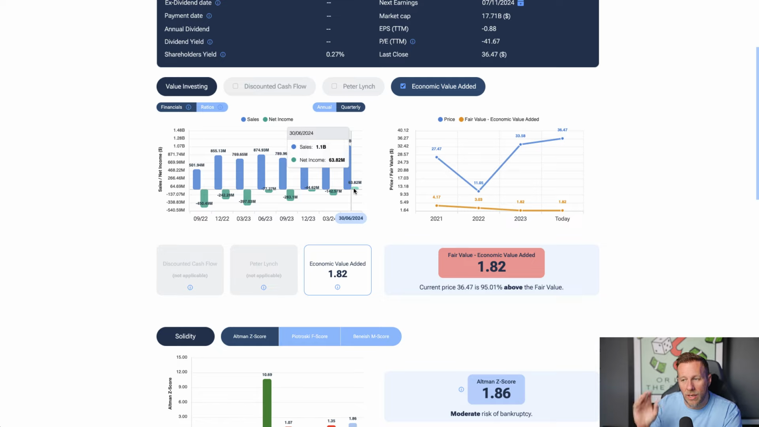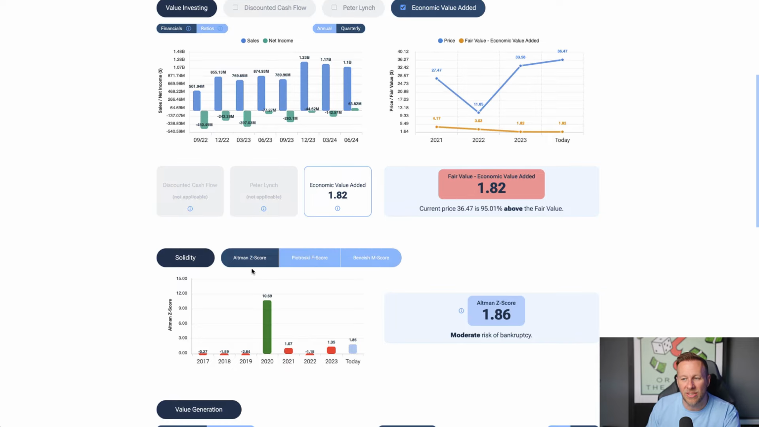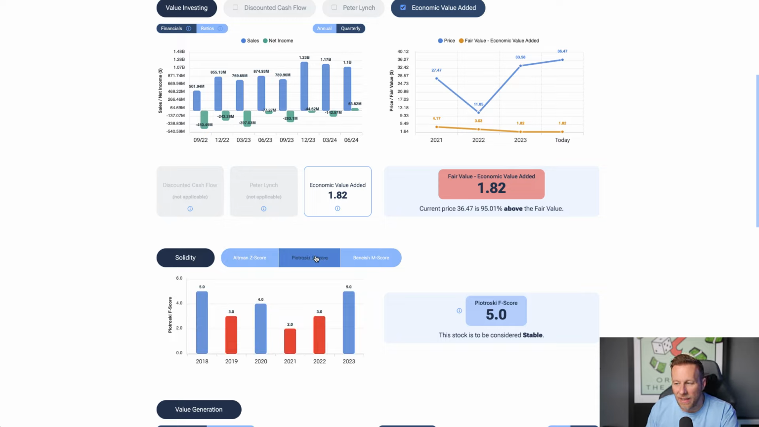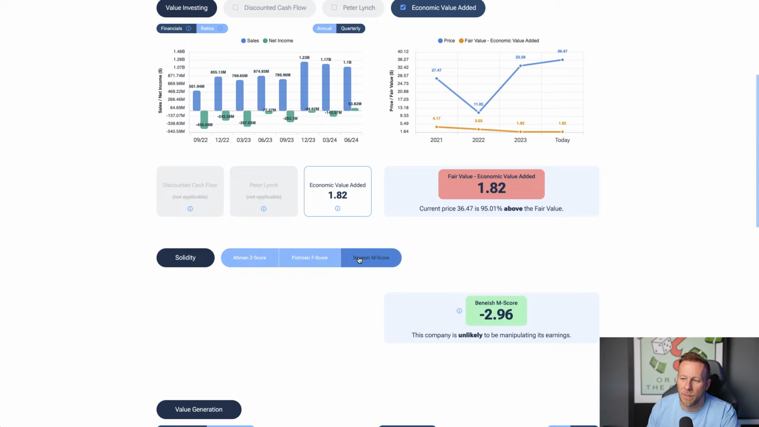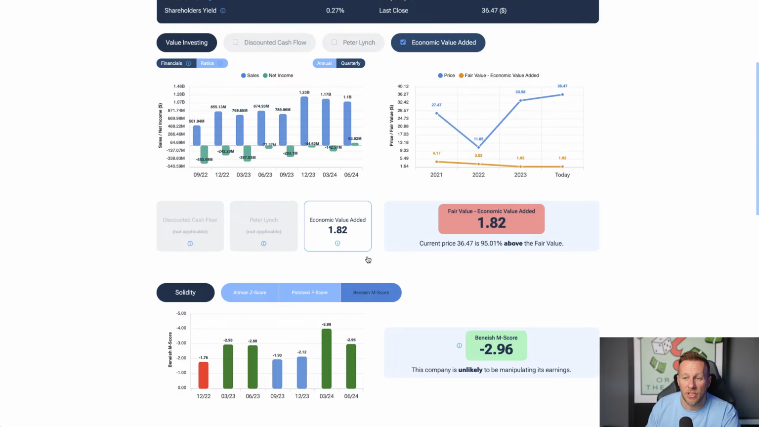If you can spot companies that have just gone into that real profit-making era of their financial history, you can then start to come down and look at the Altman Z score, the risk of bankruptcy, the Piotroski score, see how stable the company is and how likely it is for them to be manipulating their earnings. And then you can take it from there.